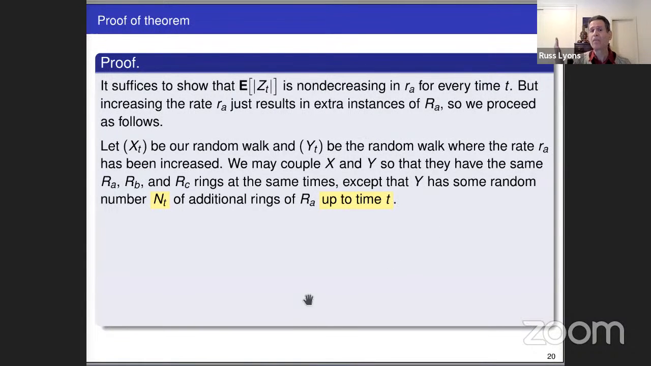And up to time t, there'll be some finite random number of them, also distributed. So let xt be our original random walk. It was zt before, but now I'm having two versions, so I'm going to call it xt. And yt be the one where RA has been increased, okay? And I want to say that this for x is at most this for y. So I'm going to couple x and y. They're going to have the same refresh clock rings at the same times, except that y has some extra number of rings up to time t. I'll call that extra number of RA rings n sub t. Okay.